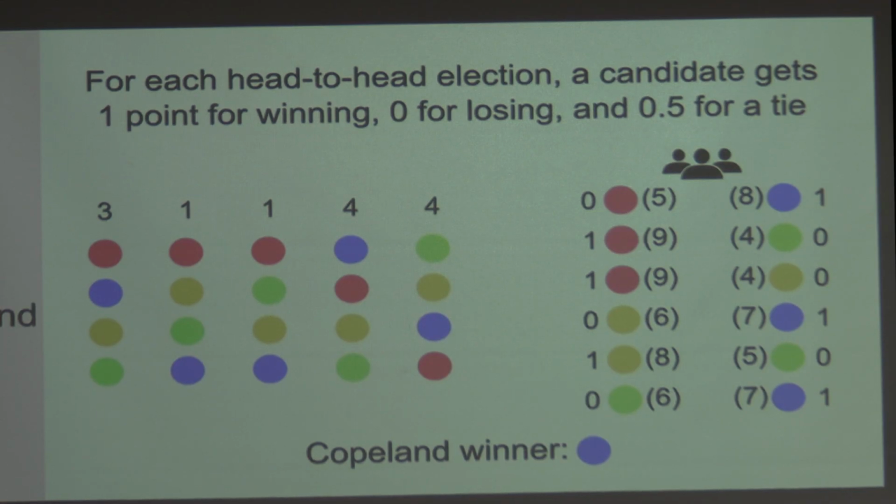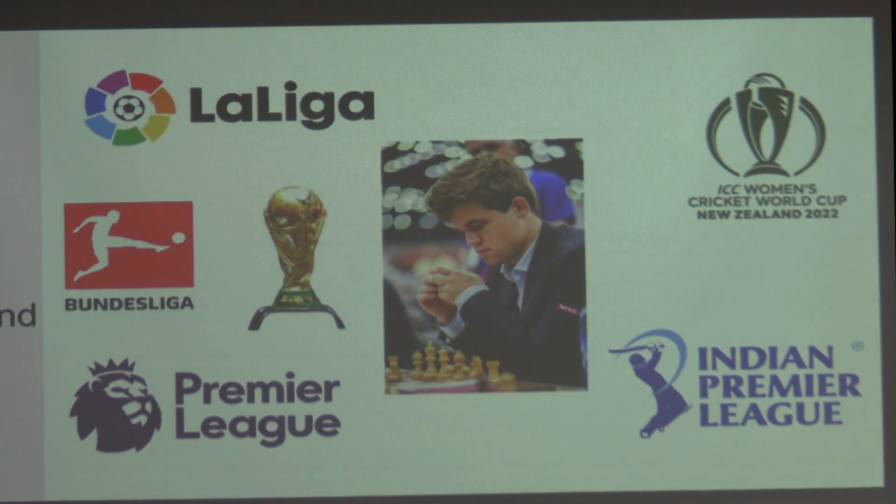So in this case, purple is the winner. Why? Because it gets 1 from here, 1 from here, 1 from here, 3 points. And red gets 2, yellow gets 1, and green gets nothing. That's why purple is the Copeland winner. Nice and easy. Like I said, it has many applications.